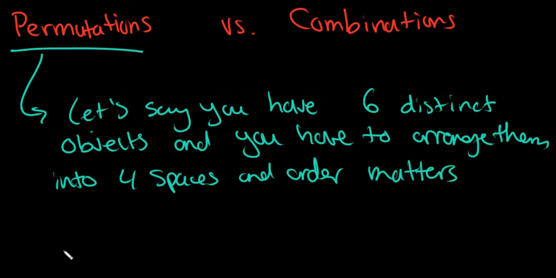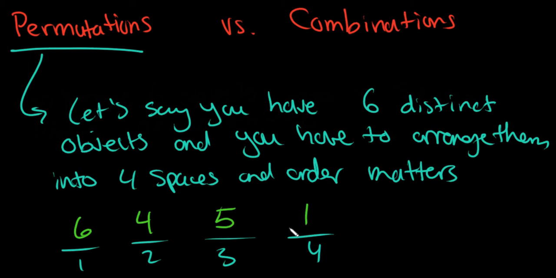So for example, say you had these 4 spaces. If you were to order them like this, say you put the 6th object here, the 4th object here, the 5th object here, and the 1st object here, that is different than if you were to switch these 2 around. If you switched around 5 and 1 and did 1 and 5 instead, those are different cases because the order matters.